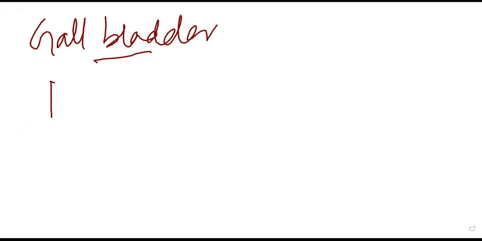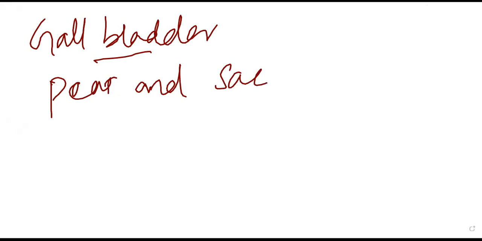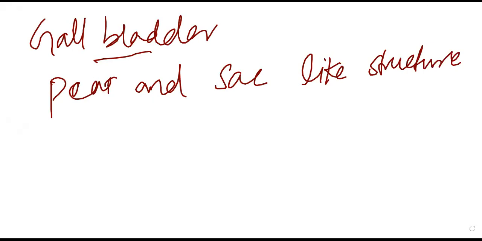Peshawar. And today's topic of our discussion is the gallbladder, the anatomy of the gallbladder, the parts of the gallbladder, and some functions of the gallbladder. So the gallbladder is a pear-shaped, sac-like structure, and it is present on the undersurface of the right lobe of the liver.